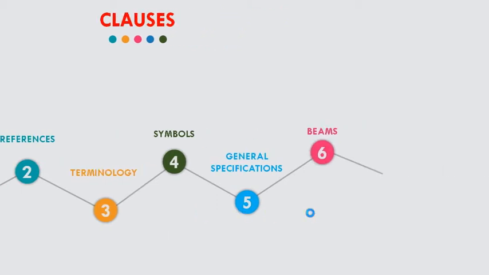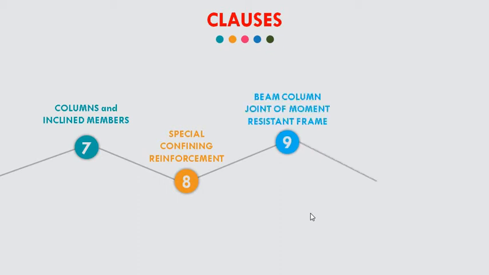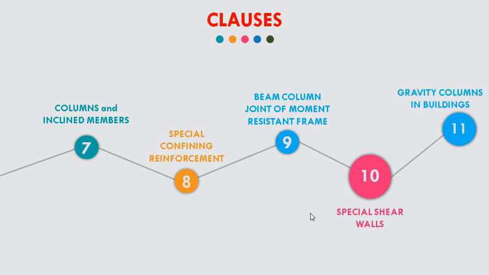After that, we will study about the columns and inclined members. Then clause number 8, special confinement reinforcement. Clause number 9 is beam column joint of moment resisting frame. Our clause number 10 is shear wall. This is the case of special shear walls. And our last clause is gravity columns in buildings.